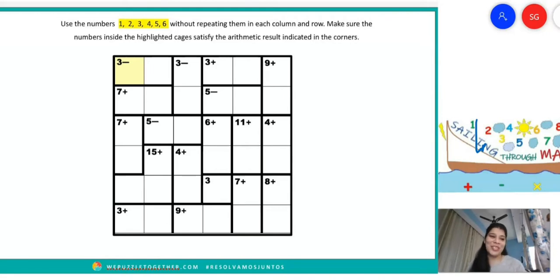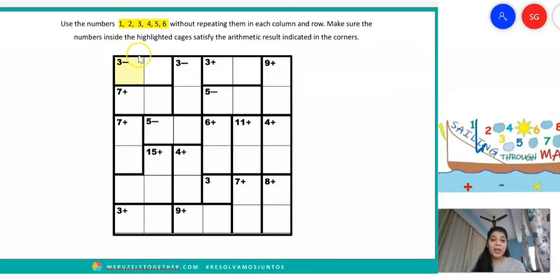So let's see the rules of this Ken puzzle. Use the numbers 1, 2, 3, 4, 5, 6 without repeating them in each column and row. Make sure the numbers inside the highlighted cages satisfy the arithmetic result indicated in the corners. Before we start, I will just share that Ken puzzle is just an advanced form of Sudoku. If you try and solve these puzzles, it is really going to help you in a lot of competitive exams. So let's see how we are going to start with this puzzle.